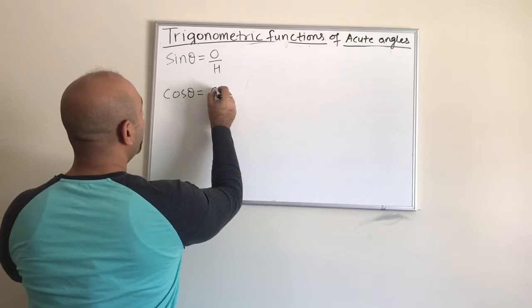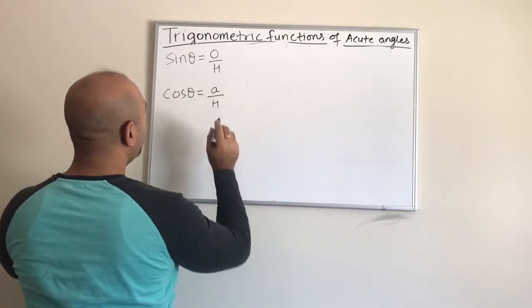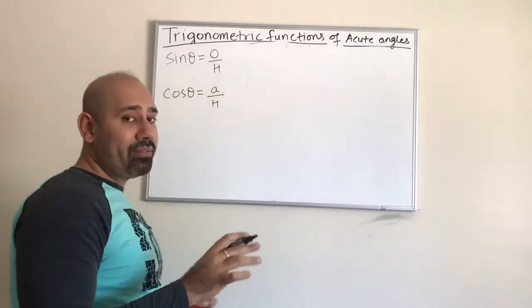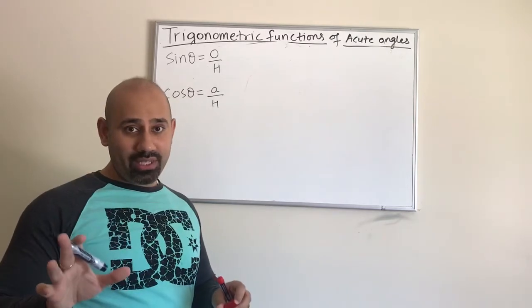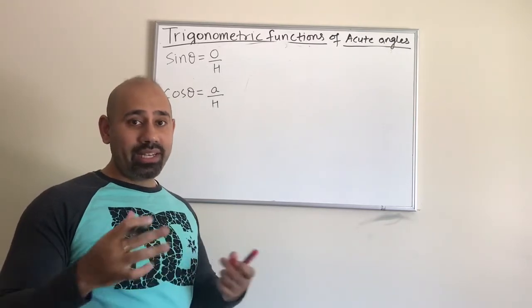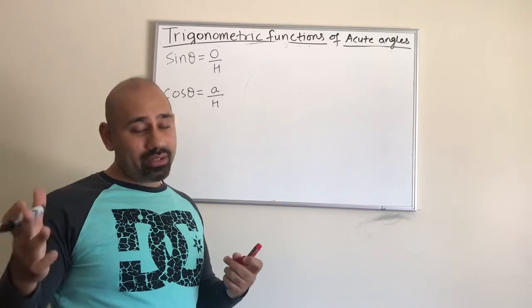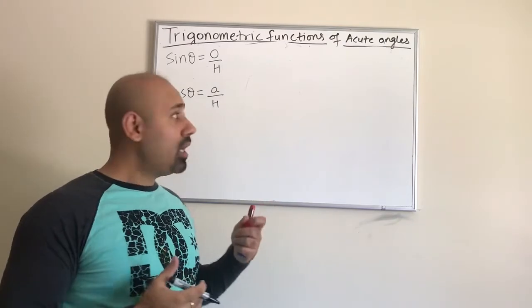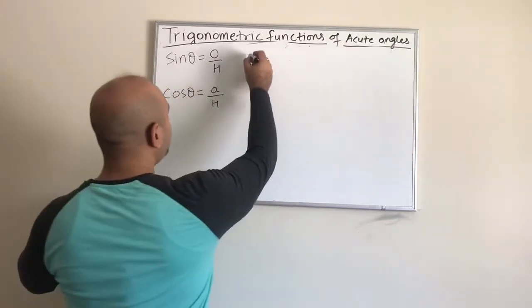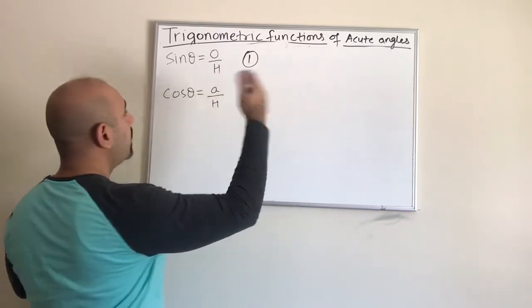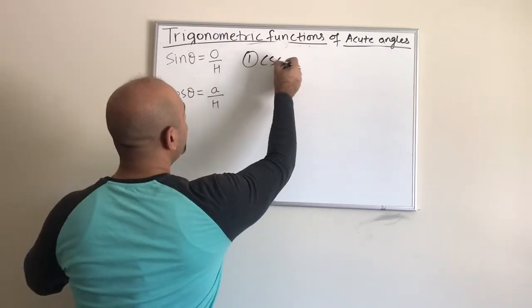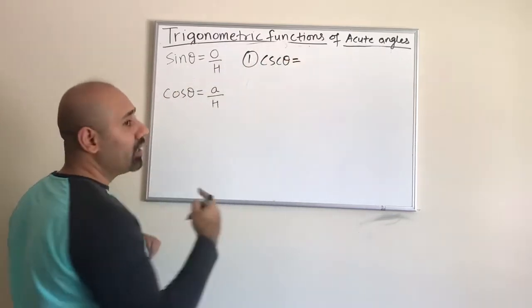the adjacent over hypotenuse. Although in my previous video I defined all of the six ratios, we can basically get the four other ratios just by using these two. So let us first look at the cosecant. Cosecant of theta is the reciprocal of sine.